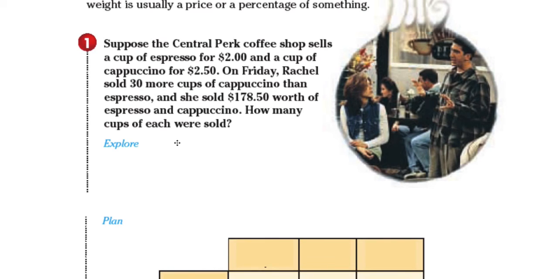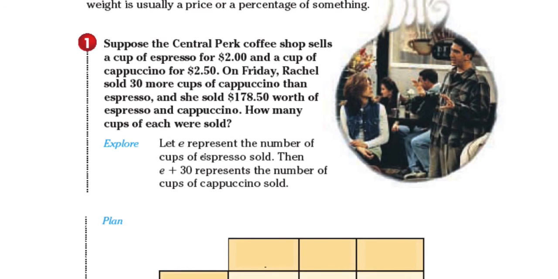So what do we know? We need to find out how many cups of each were sold. So we need to come up with a let statement. Let E represent the number of cups of espresso sold. Then E plus 30 represents the number of cups of cappuccino sold. Why E plus 30? Because it says that Rachel sold 30 more cups of cappuccino than espresso, and that's the reason we represented cappuccino as E plus 30.